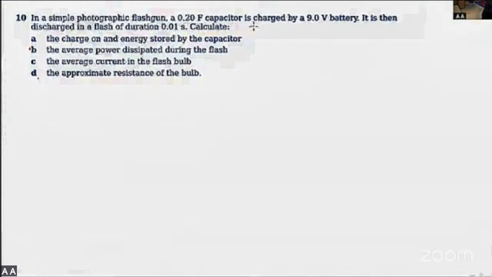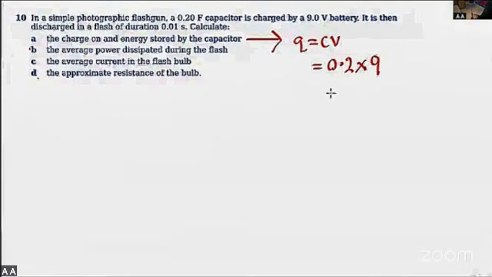Next question. In a simple photographic flash gun, a 0.2 farad capacitor is charged by a 9 volt battery. It is then discharged in a flash of duration 0.01 second. Calculate the charge and energy stored in the capacitor. You can use Q equals CV to find the charge. 0.2 farad, voltage equals 9. Then 1.8 coulomb. That is the charge.